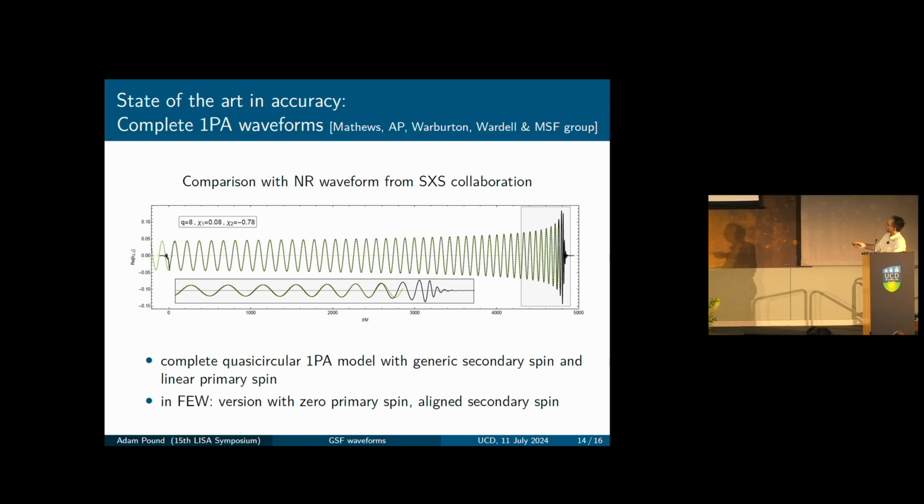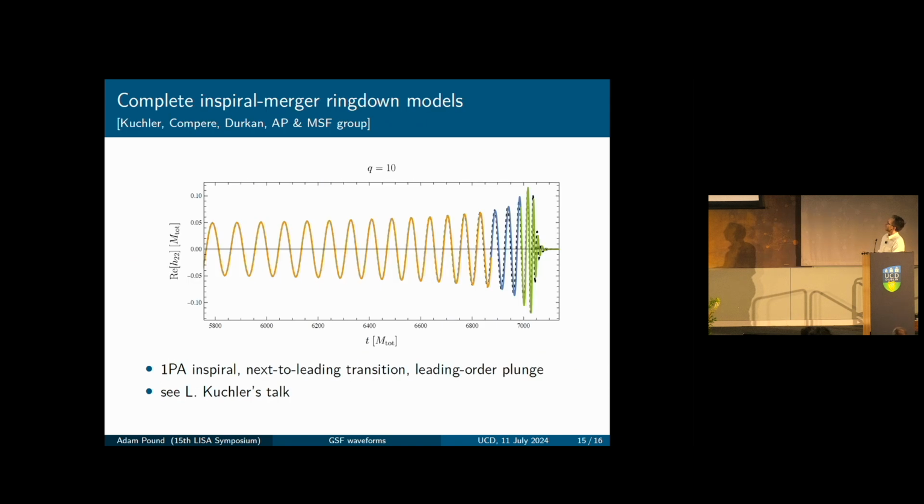Now for EMRIs with mass ratio of 1 million or something, we really don't care about this last little bit because it contributes so little to the SNR. But for IMRIs, or for mass ratios 1 to 50, then we do care about including these last few cycles, including the merger. And so here's a model we are developing with Geoffrey Compère and my postdoc Lorenzo Küchler. This is a model that includes the final merger.